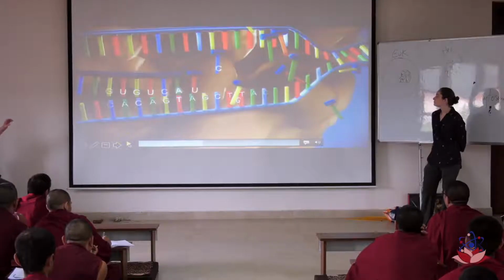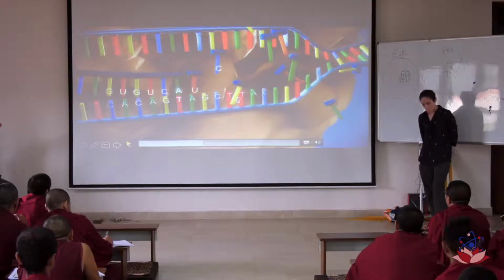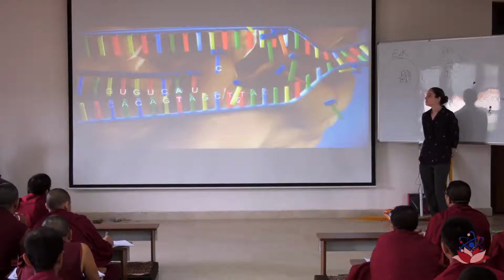When a cell divides, it does that same thing of separating the DNA, but it puts T's across from A's. And that's how it makes a perfect copy of itself. The two strands go to separate cells, the two original strands, but they have a perfect copy of themselves.